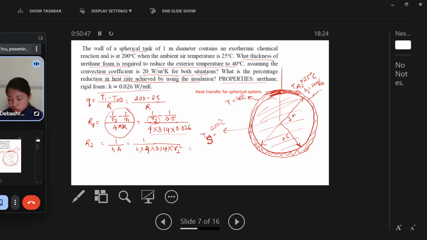So it is approximately around 3.98 × 10^-3 divided by R2 square. Okay, so this is the R total, RT suppose. Q is also not given. So how will you find out in this case? How to proceed?